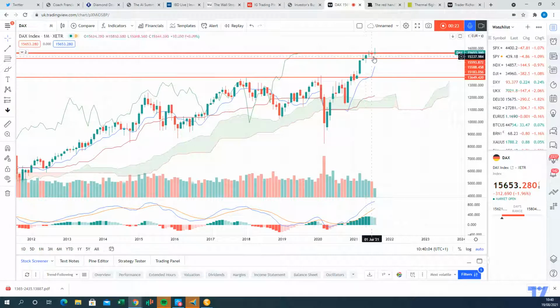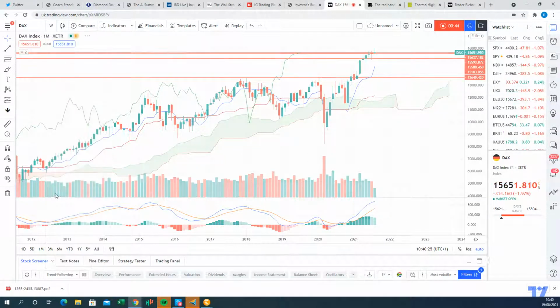Very negative candle there on the monthly, so not particularly a very positive candle. Downside risk is to the old highs here, or the midpoint of the old highs here, and by that time the front end of the cloud might have caught up to the 14,455 zone. But there's downside risk on the monthly because the DAX is quite extended.